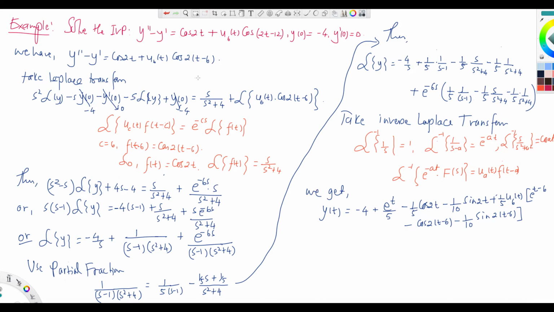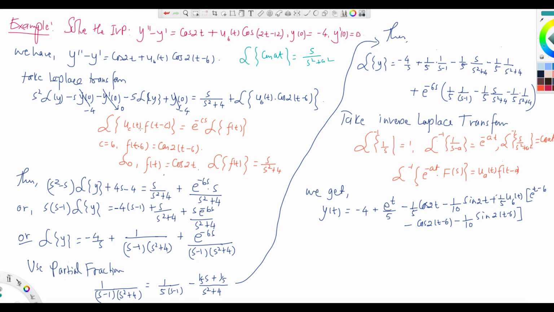So that's what we did on the left side, and on the right side, the Laplace transform of cosine 2t is, what is the Laplace transform of cosine at? It is s over s squared plus a squared. You see that? So the Laplace transform of cosine 2t is s over s squared plus 4. Now to find the Laplace transform of the step function here, what is the formula?